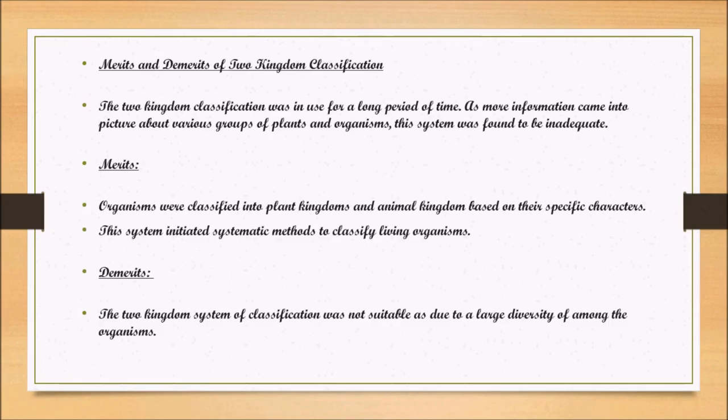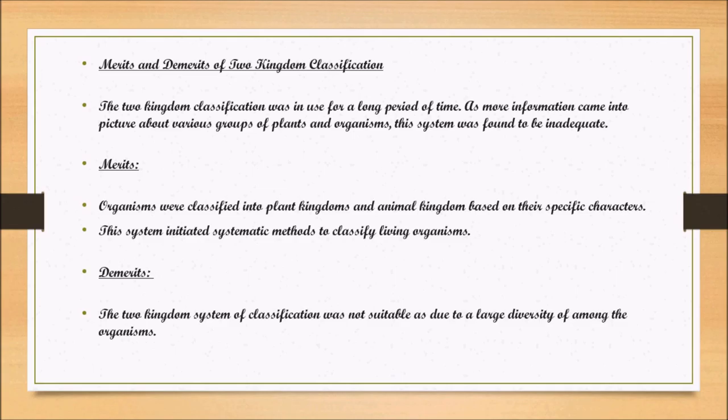Okay. Now, what are the merits and the demerits of two-kingdom classification? The two-kingdom classification was in use for a long period of time, but as more information came into the picture about various groups of plants and organisms, this system was found to be inadequate. What were the merits? Organisms were classified into plant and animal kingdom based on their specific characters. Second, this system initiated a systematic method to classify living organisms. Now, what were the demerits? The two-kingdom system of classification was not suitable due to the large diversity among organisms.